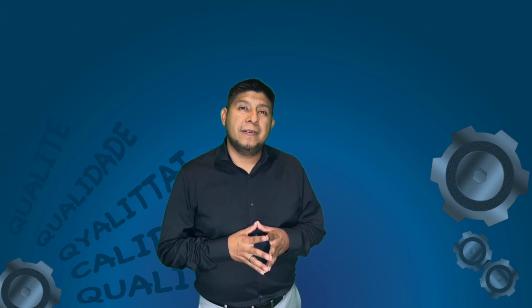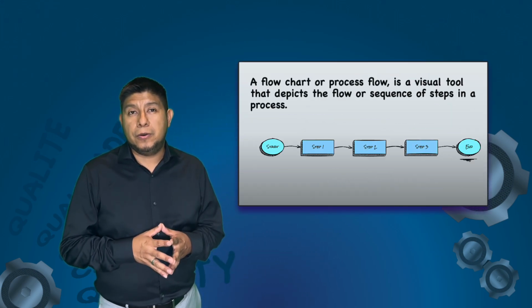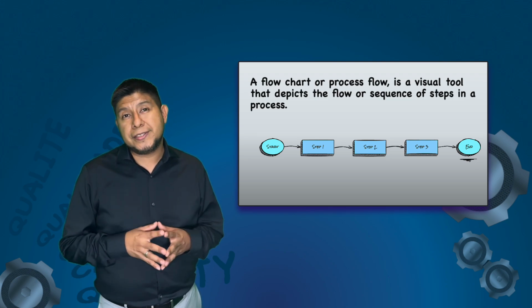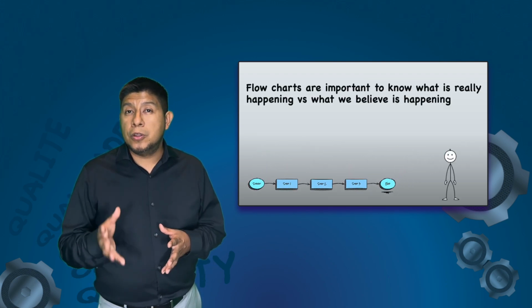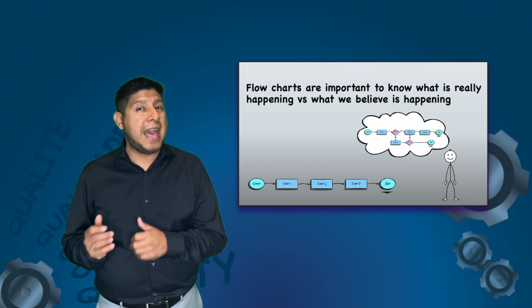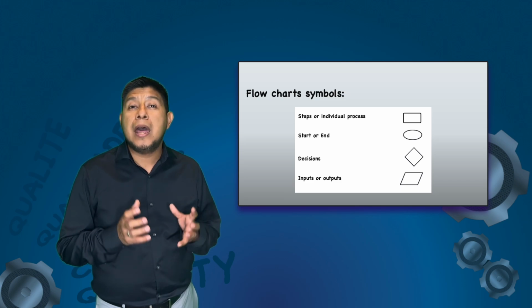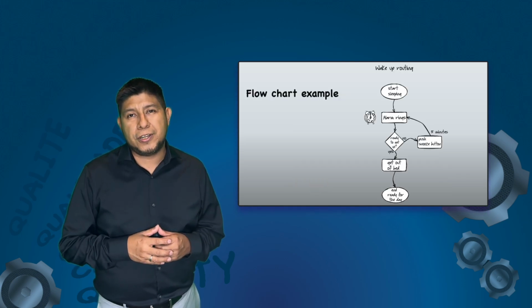All right, let's do a quick summary of what we just learned. We learned that a flowchart is a visual tool that depicts the flow or the sequence of steps in a process. They are important to understand what is happening in the process versus what we believe is happening. We learned about the symbols of the flowchart elements and how to put together a basic flowchart.